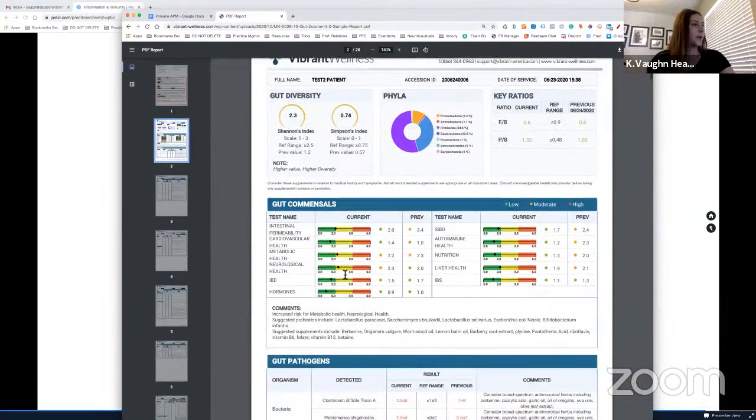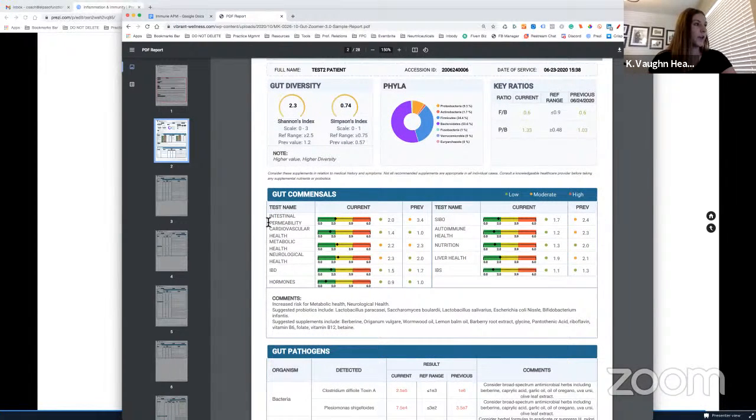Perfect. So one thing that I like is not only are we looking at that intestinal permeability, but we're also seeing how their intestinal permeability is impacting their cardiovascular health, their metabolic health, neurological health, their hormone levels, SIBO, autoimmune health, nutrition. We can use this test as a great snapshot along with the matrix on where to focus first in order to really tame that inflammation and help get our patients feeling better quicker, because this takes out a lot of guesswork.